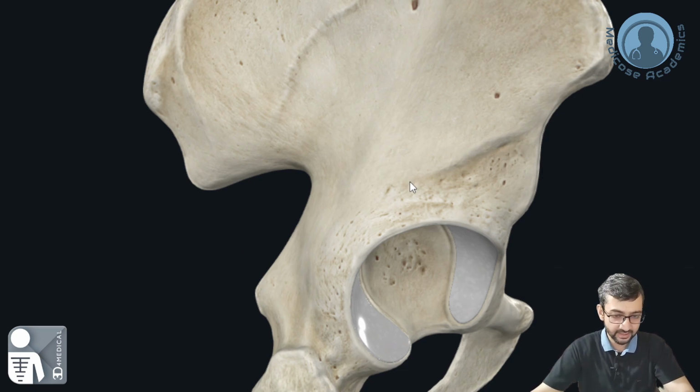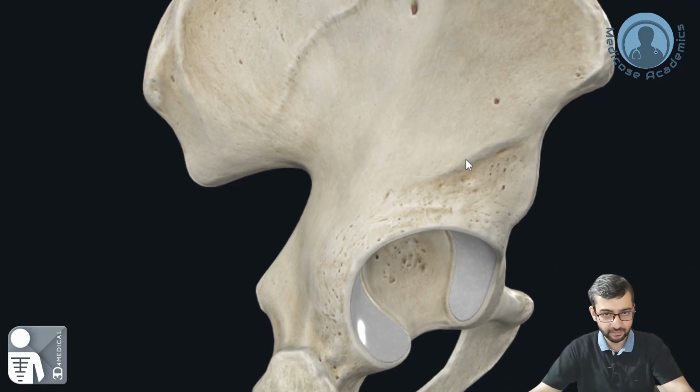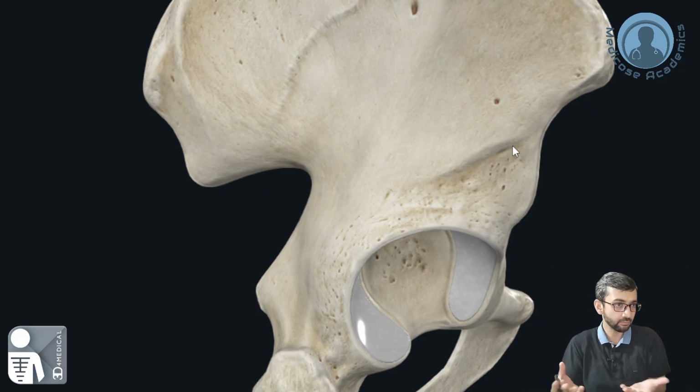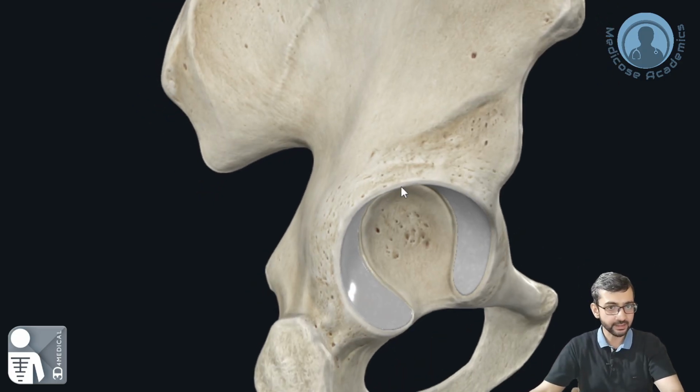It sometimes fades like it is shown, and sometimes it can go all the way to the apex. Otherwise it's ill-defined and maybe it fades like here. So that's the anterior gluteal line. So I think that's it.